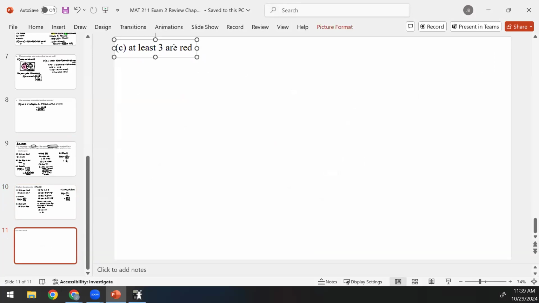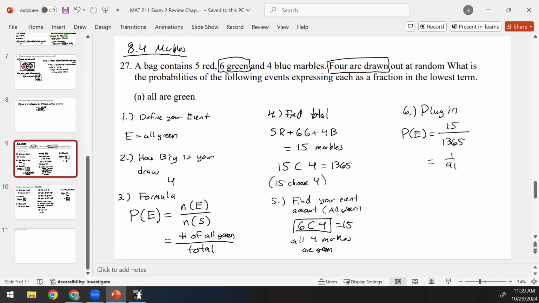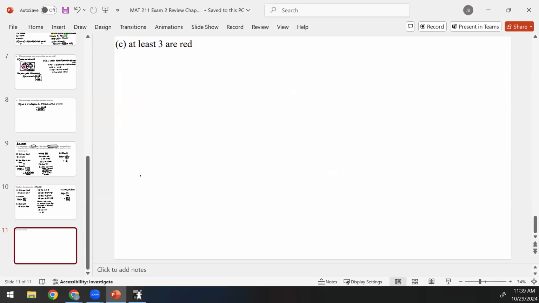At least 3 red. Okay. Again, still the same scenarios. It's still the same number of marbles, 5 red, 6 green, 4 blue. We're still drawing 4 marbles, right? None of that's going to change for any of these, but I'll keep reminding you that it's 4 marbles. So step 1, define E. So the probability, sorry, not probability, E. You don't have to do this step. This is just something that I do to myself so that I remember. At least 3 red.